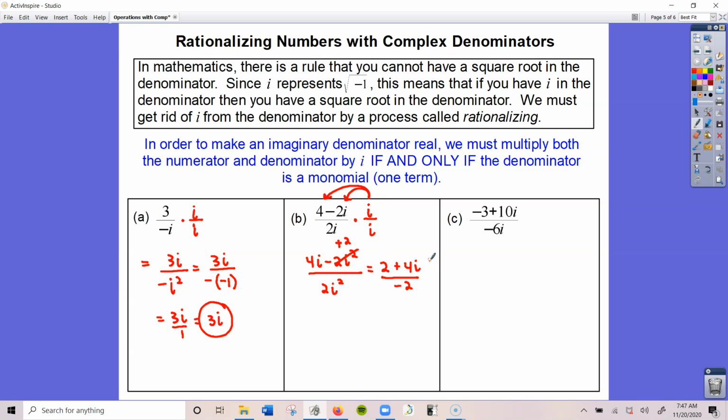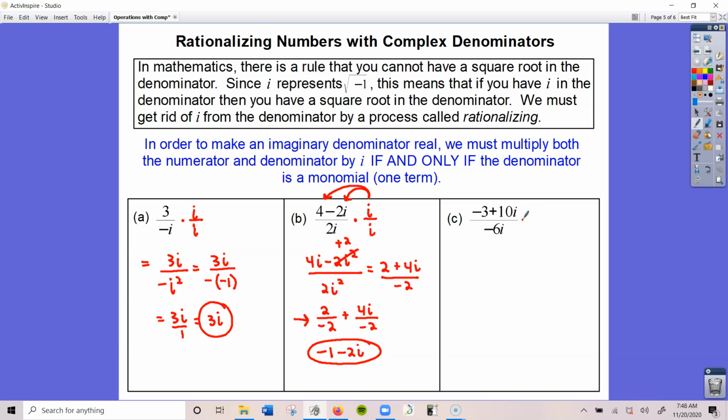In order to simplify this, because this is not quite done, what you can do is separate your fractions. Everything is divided by negative 2. So this is equivalent to 2 divided by negative 2 plus 4i divided by negative 2. 2 divided by negative 2 is negative 1, and 4i divided by negative 2 is negative 2i.